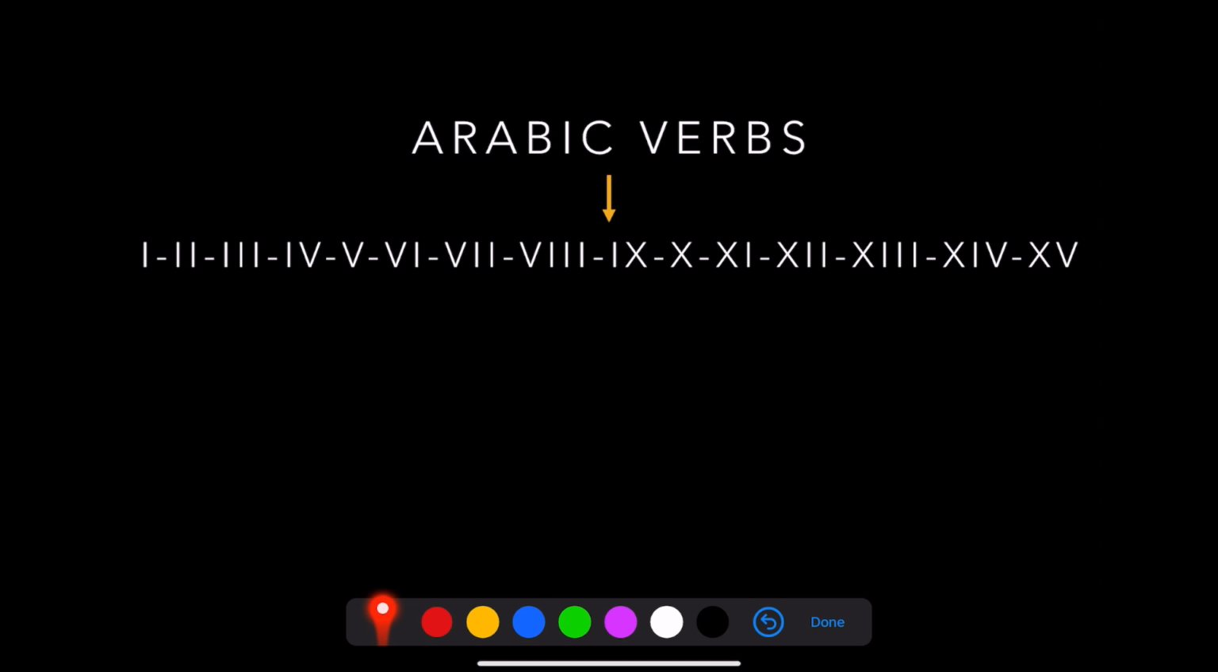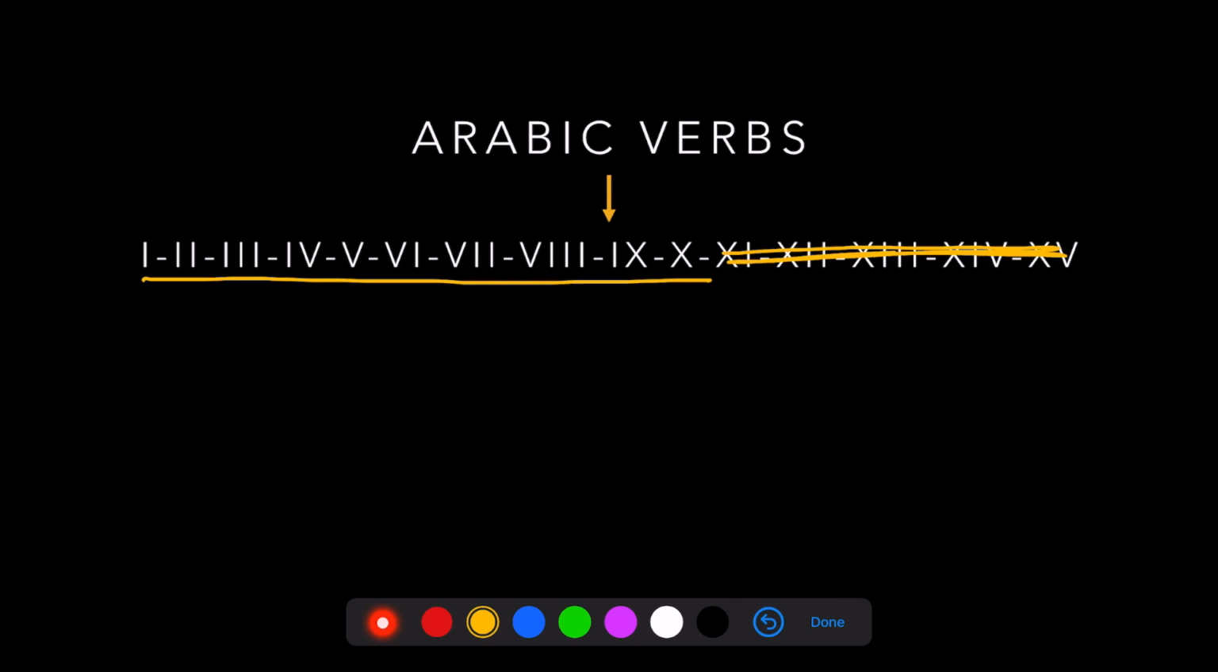The Arabic verb system is divided into 15 forms, or awzan, as they're commonly referred to in Arabic. Forms 11 through 15 are extremely rare, so we're not even going to worry about those. Instead, we're going to focus all our energy on learning the first 10 forms inside and out, because those will be the most common. Arabic verbs are divided into two broad categories.